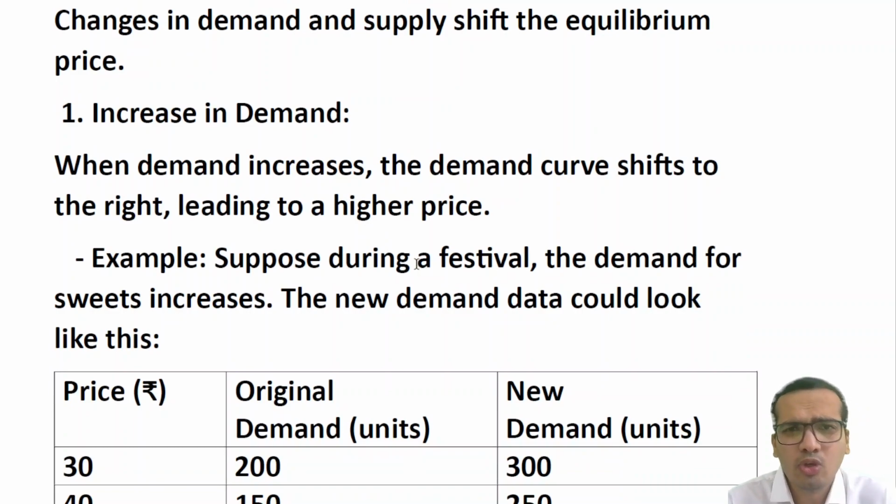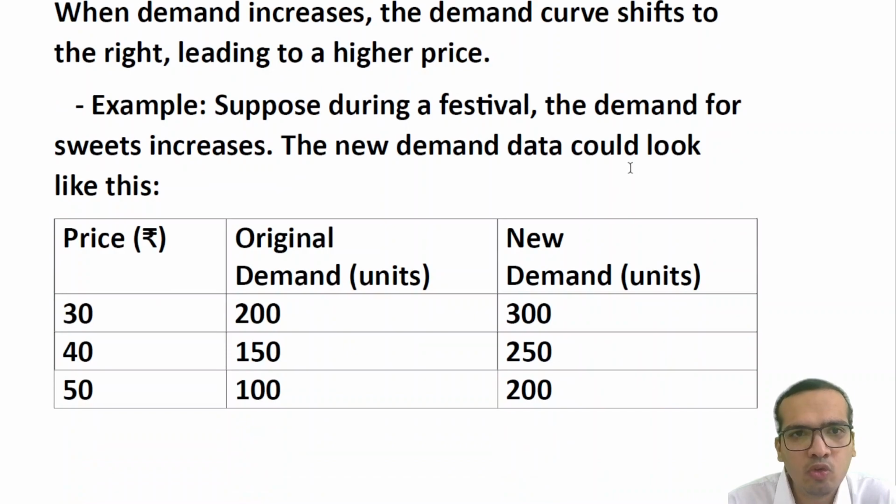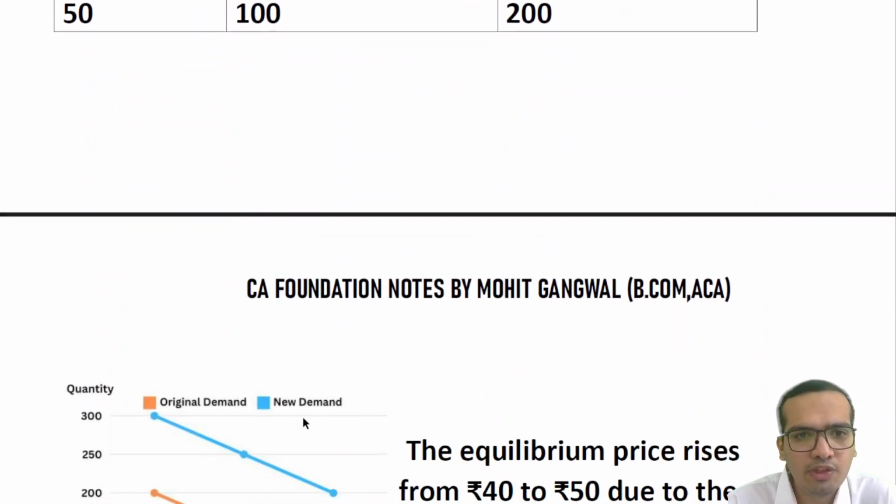Example, suppose during a festival the demand for sweets increases. The demand data could look as above. So here we have price data, original demand data, and new demand data. The prices are 30, 40, 50, and the original, regular demand is 200 units, 150 units, and 100 units. But due to the festive season the demand has risen, and we have a new demand of 300 units at rupees 30, 250 units at 40, and 200 units at rupees 50.